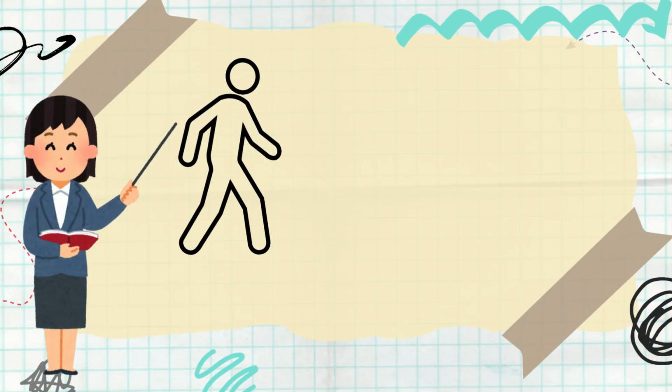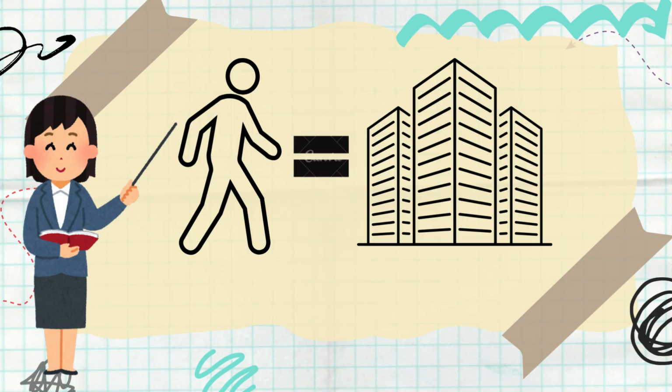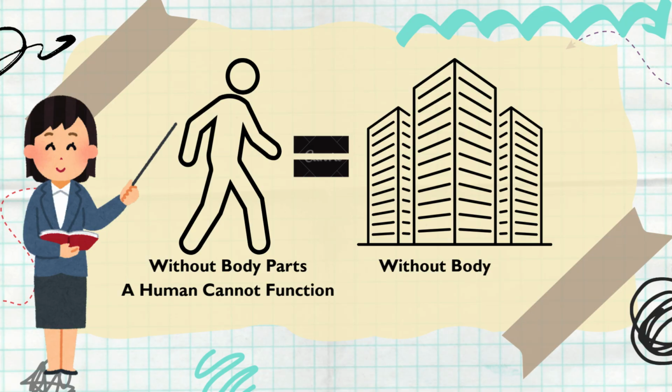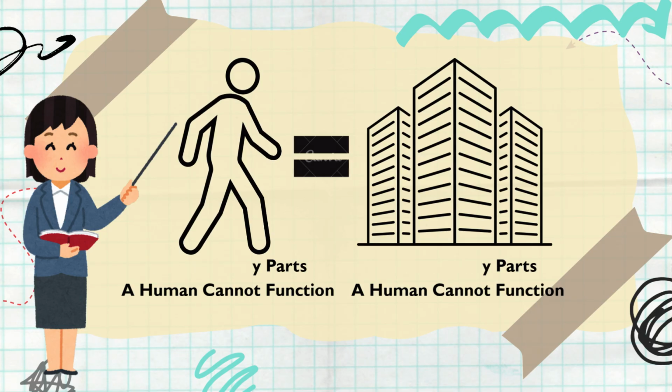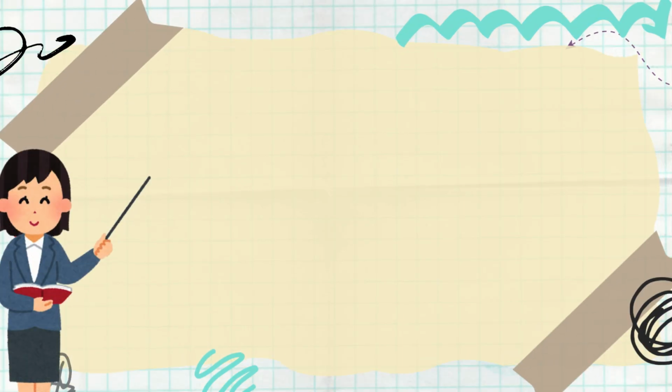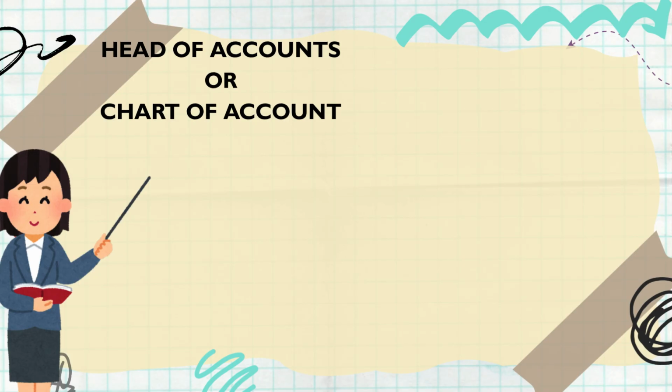Just as the human body consists of different parts that work together, a business also has different parts that perform specific functions. In reality, it is not the business itself that operates. Rather, it is the different parts of the business that perform the activities required to run and manage it. Just as a human body cannot function properly without its organs and body parts, a business cannot operate, grow, or maintain its records without its essential components. The different parts of a business are known as accounting heads or the chart of accounts.